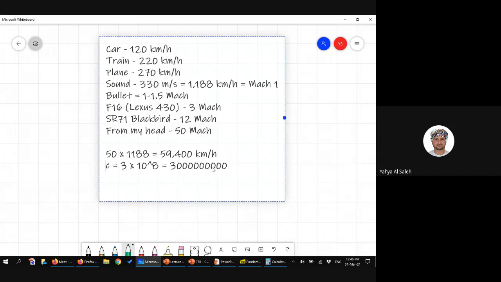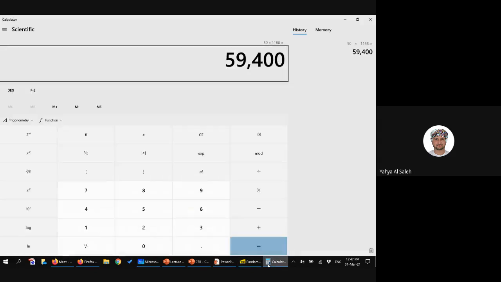1, 2, 3, 4, 5, 6, 7, 8. Okay, so which is this many meters per second, which in kilometers per hour is even worse.